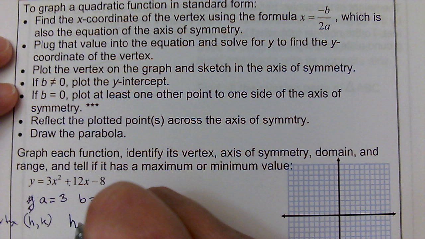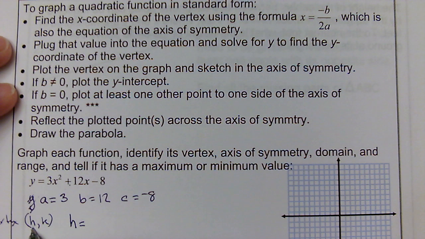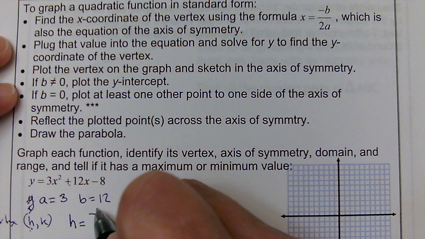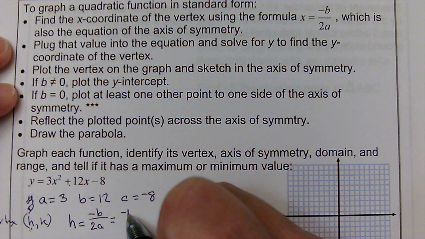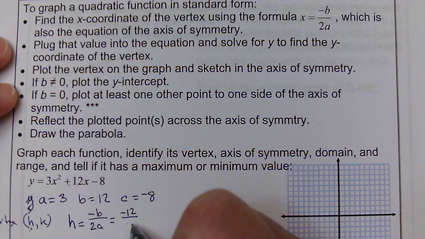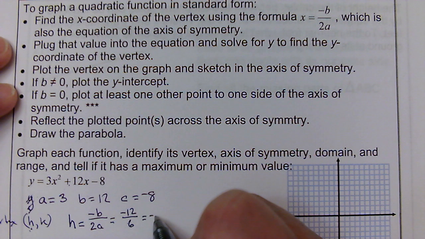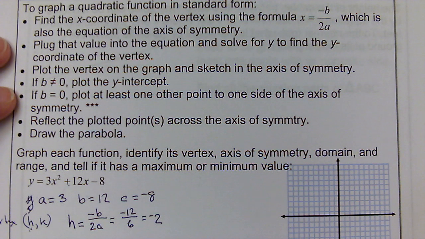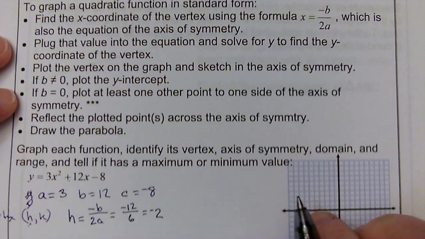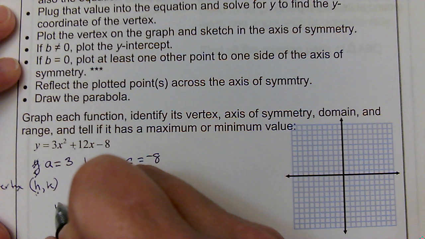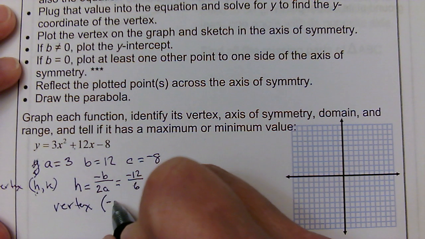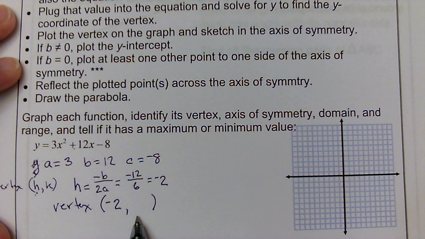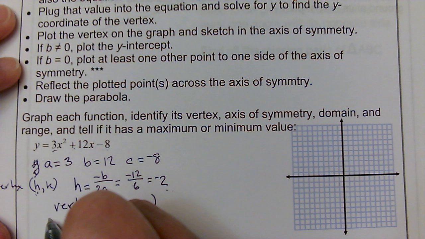So from what we just talked about, the x-coordinate of the vertex, which we call h, is equal to negative b over 2a. So in this case, that gives us negative 12 over 2 times 3, which is 6, and that gives us negative 2. So this is the x-coordinate of our vertex. Now that I've found its x-coordinate, to find its y-coordinate, we're going to plug that number, negative 2, into the equation for x.